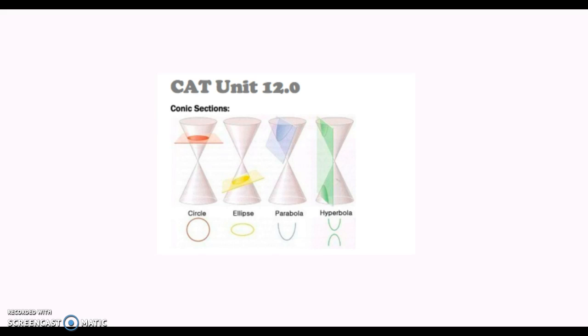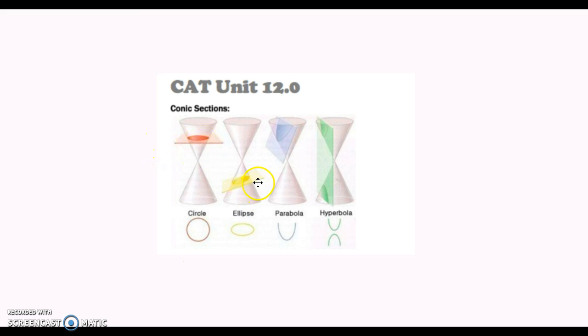I'm going to be walking you through the Unit 12 portion of our last CAT subject, and this section is going to be on conic sections. Basically, I have a picture here of two cones, one upside down on top of the other, and a rectangular plane. If I slice this cone with the plane horizontally, I end up getting a circle.